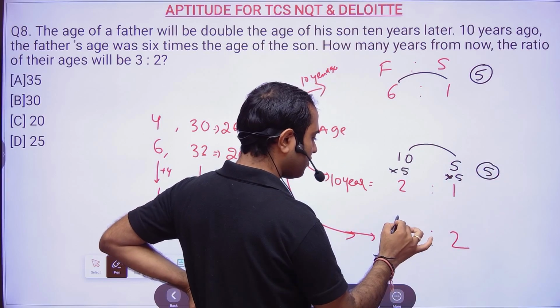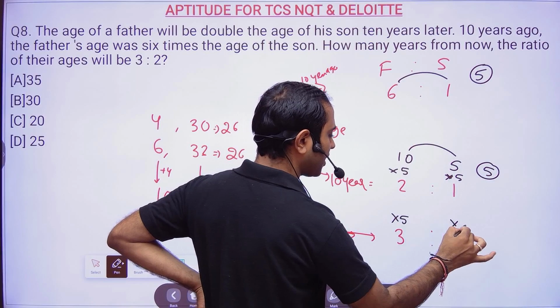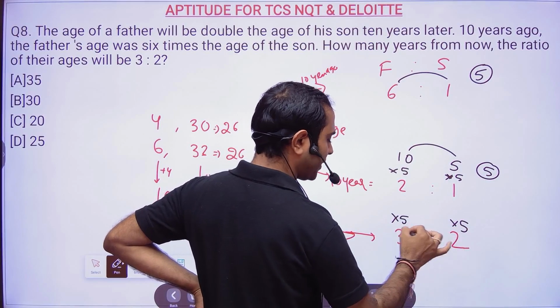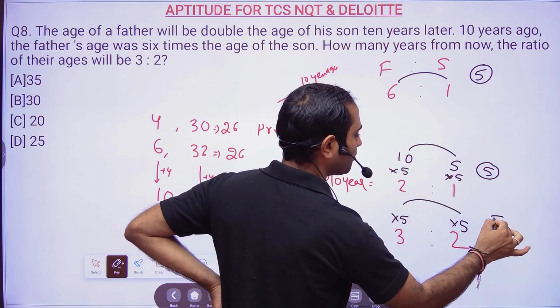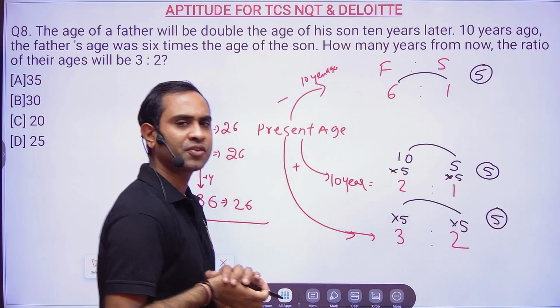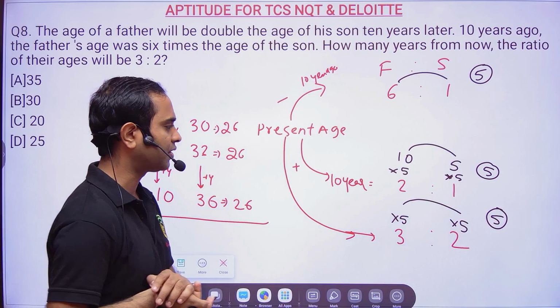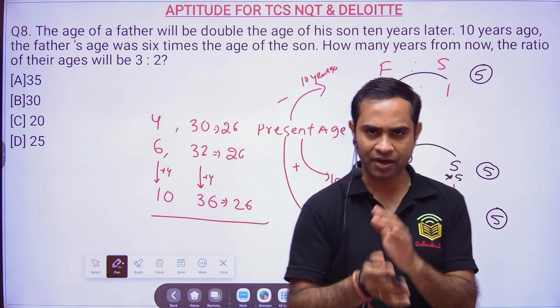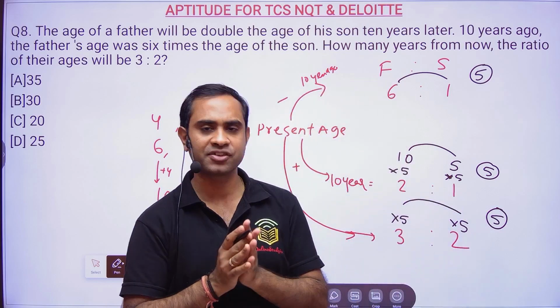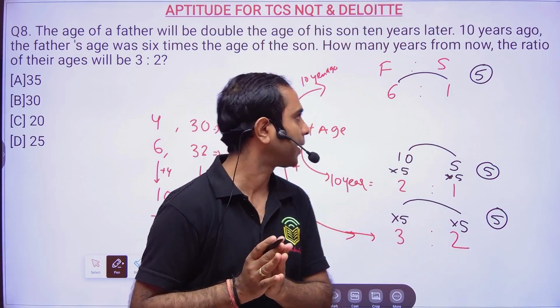Here also I'll multiply by 5. So this is 10, 15, this is 10. So again the age gap will be 5. Now when the age gap is 5, then we are very sure that we are on the right track, because the age difference will always be the same. Fine.